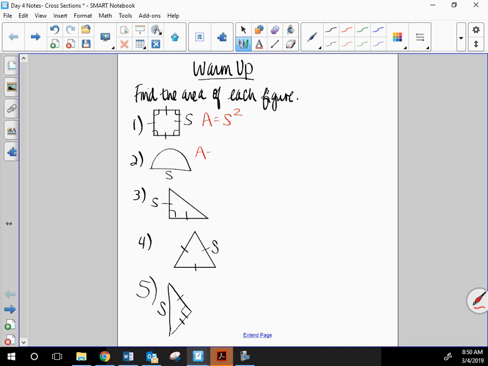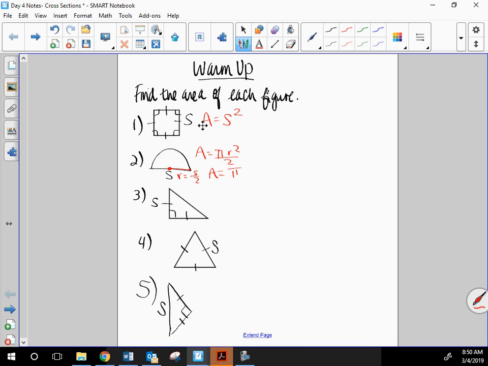Now for our semicircle here, we know pi r squared is our area for an entire circle. For a semicircle, we'd want only half that. But my radius is not s. What is my radius? Good, so s over 2. So when you plug that all in, what did you get for your area for this one? Simplified all the way down, we should have gotten pi over 8 side squared?